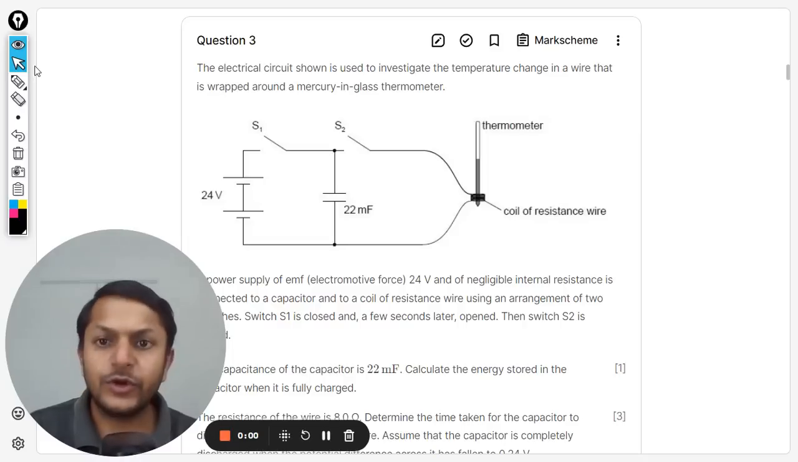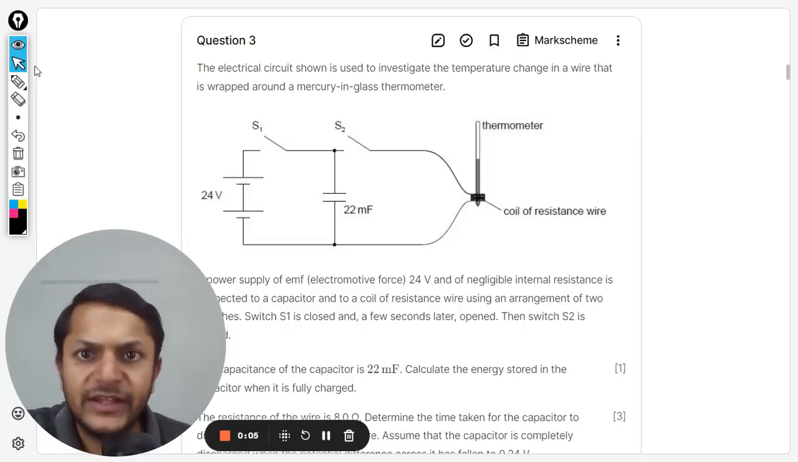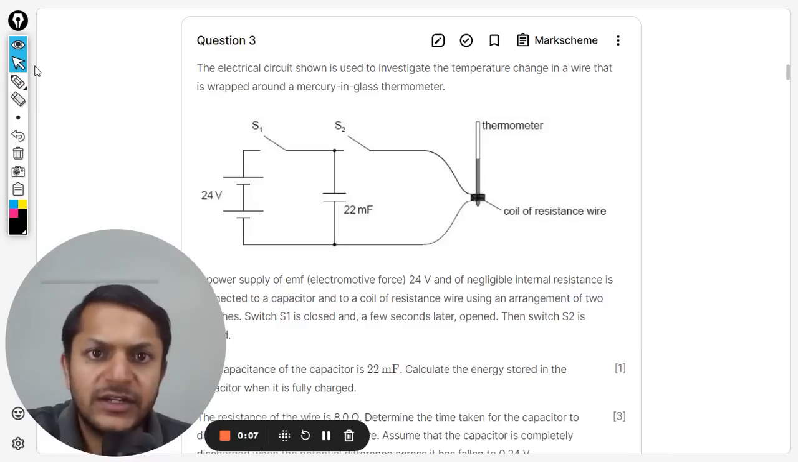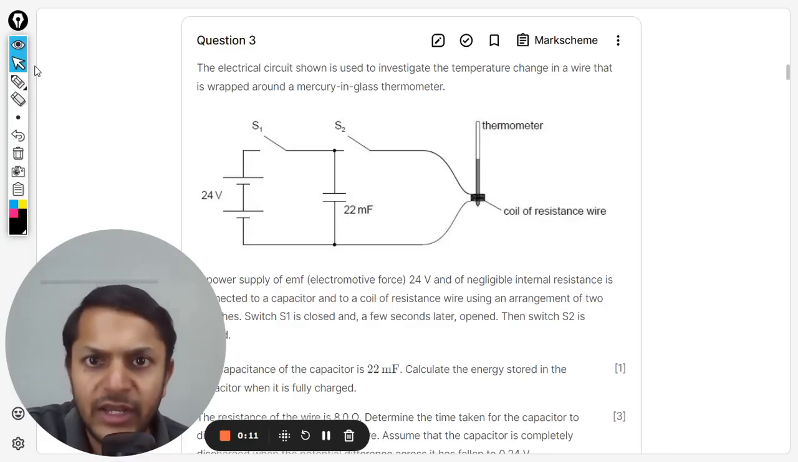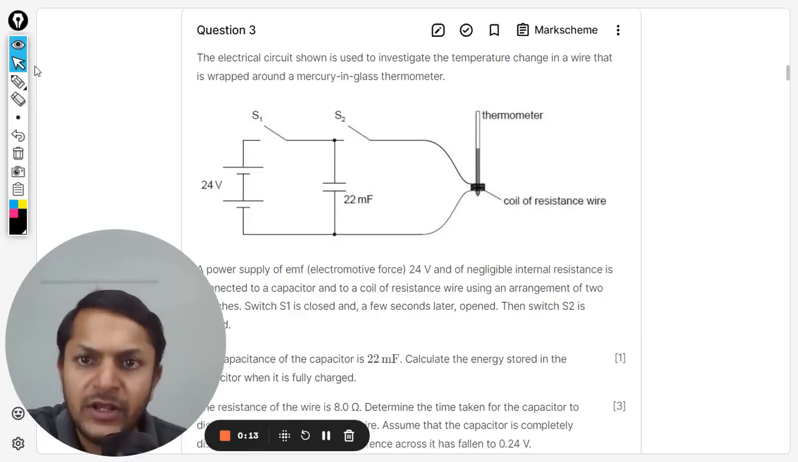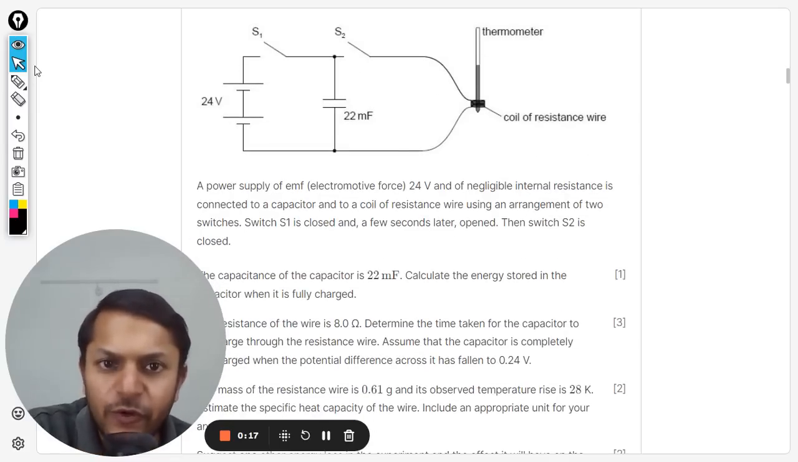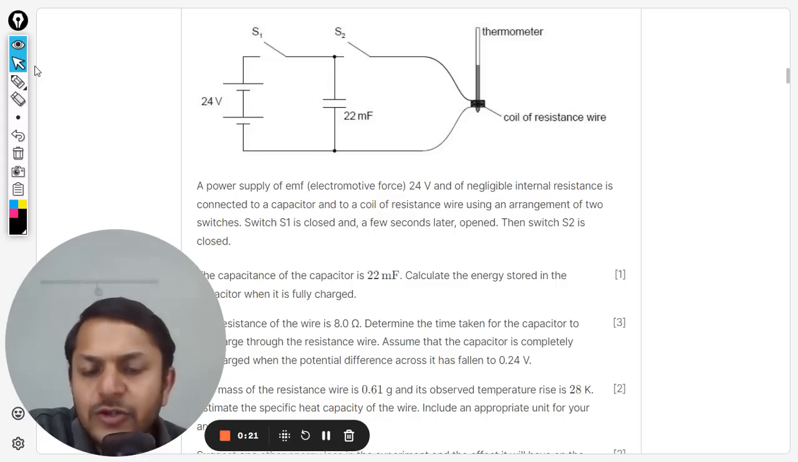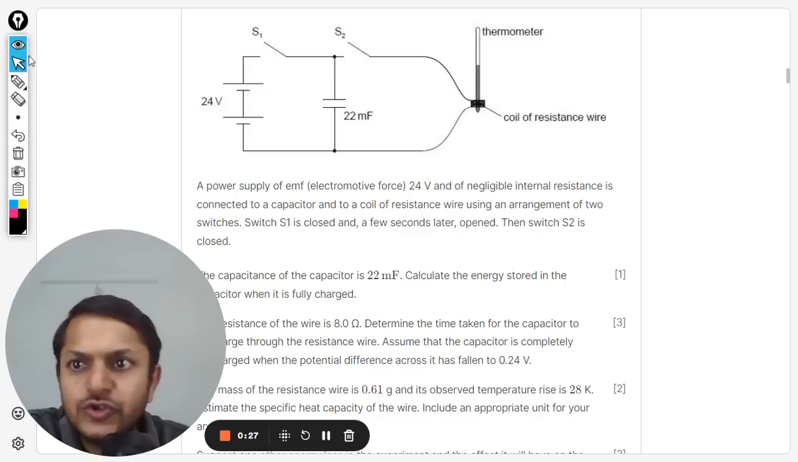What is there in this question now. The electrical circuit shown is used to investigate the temperature change in a wire that is wrapped around a mercury in glass thermometer. A power supply of EMF 24 volt and of negligible internal resistance is connected to a capacitor and to a coil of resistance wire using an arrangement of two switches.